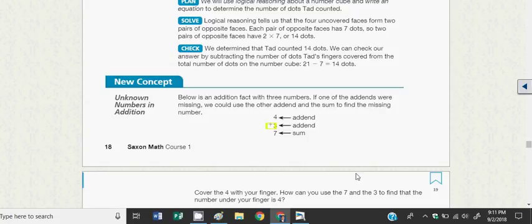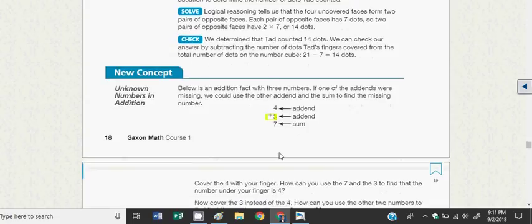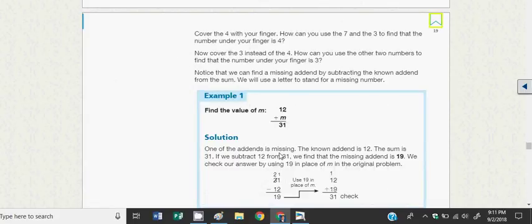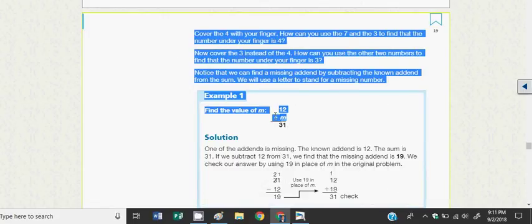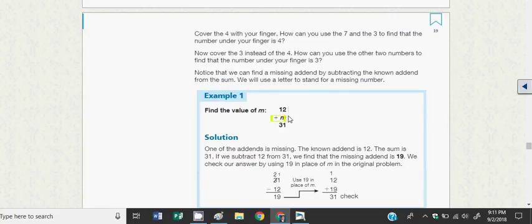3 would be called an unknown because we don't know its value. And you can show an unknown as a letter, like here they have an M to show that it's missing. We don't know what that number is.